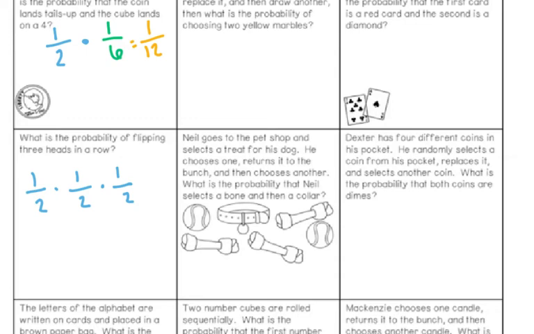When you multiply these fractions straight across, you've got 1 times 1 times 1, which is 1, and 2 times 2 times 2, which is 8. So the probability of flipping 3 heads in a row is 1 out of 8.